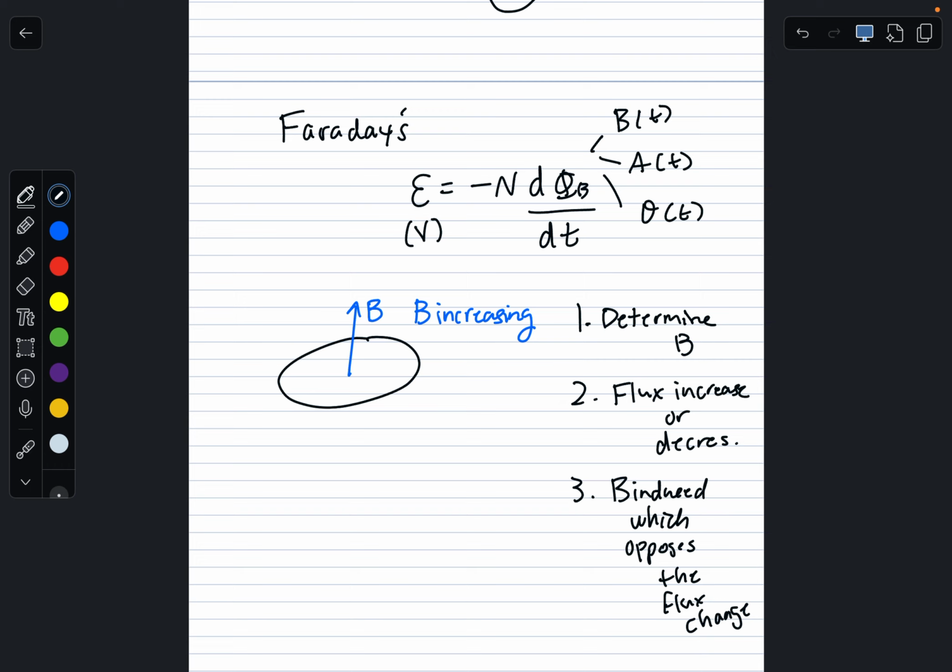So B induced is down. And then we do our right-hand rule on B induced. And we see that we get an induced current that flows clockwise. Oh, did I draw clockwise? No, I did not. There it is.